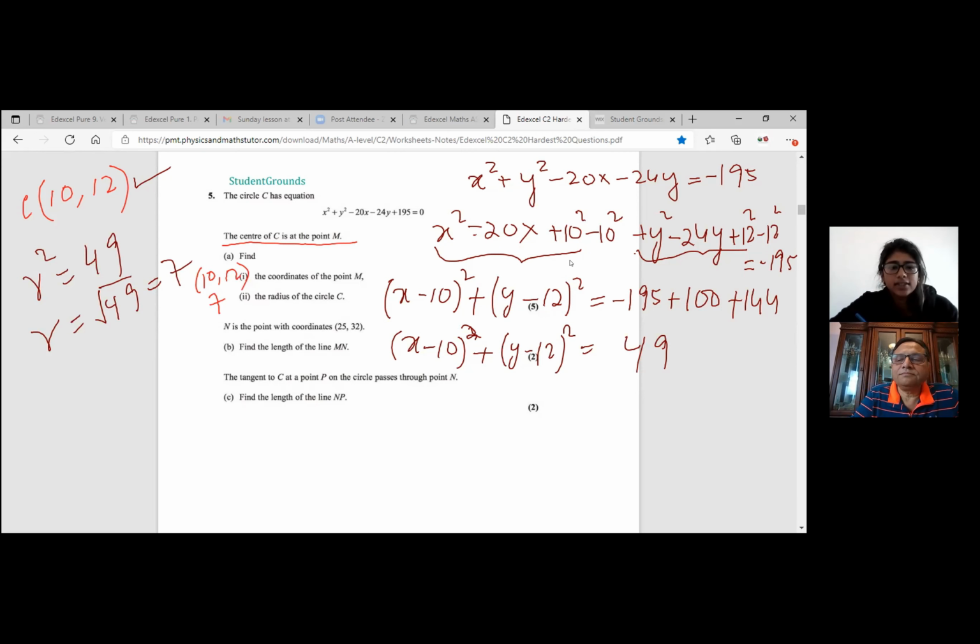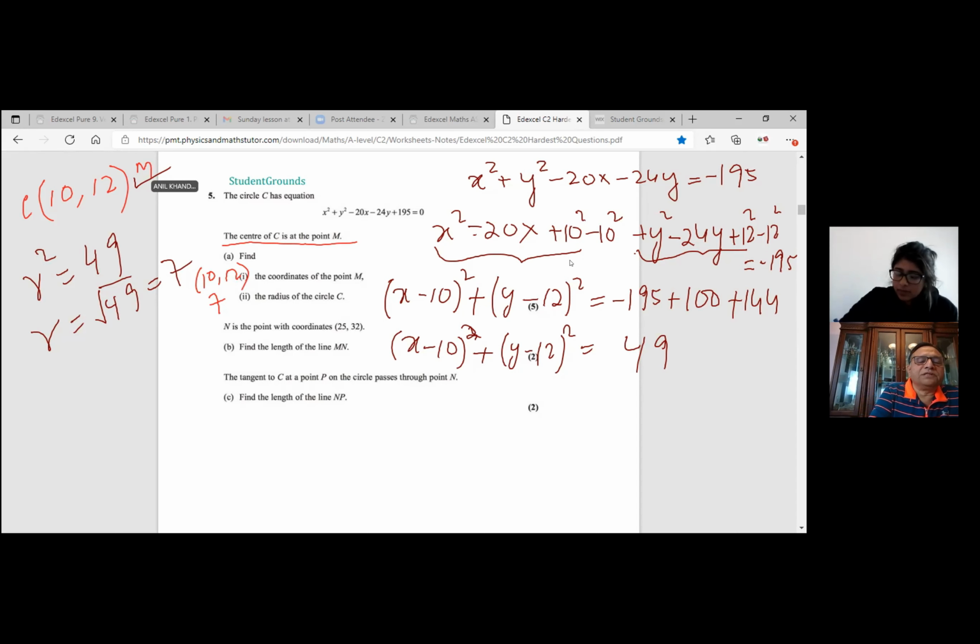Okay, so N is the point with coordinates 25, 32. Part B, find the length of the line MN. Right. So we need M to N. So we use the distance formula, with the coordinates of the point M. So let me write the center as M. That'll be better for me.